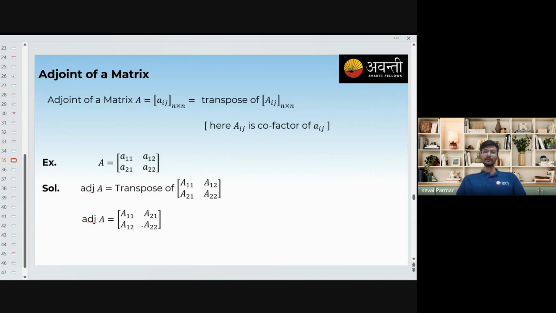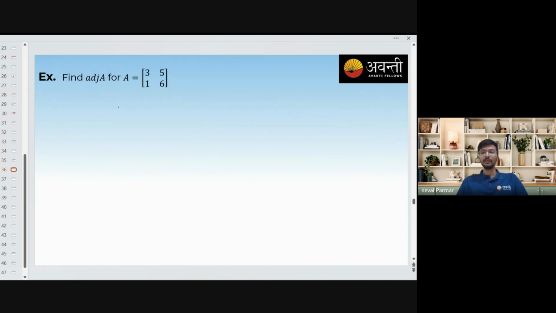What is adjoint? It's just the transpose of the cofactor matrix. That means if I want to find adjoint of A, I just have to take transpose of the cofactor matrix. Let's take an example. For 2 cross 2, guys, please remember 2 cross 2. I have a trick, or you can say shortcut, to get adjoint of A.